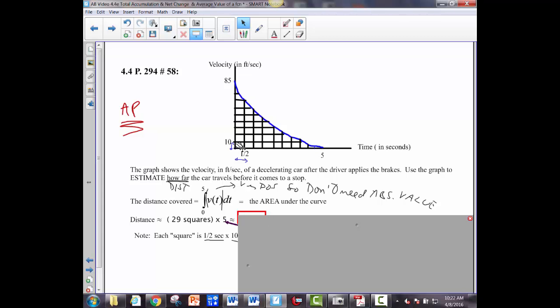Each rectangle's area is 1/2 of a second times 10 feet per second, which is 5 feet, and there's 29 of those. The distance covered is 145 feet. Okay, so it's not really that hard to do. You're just counting boxes.